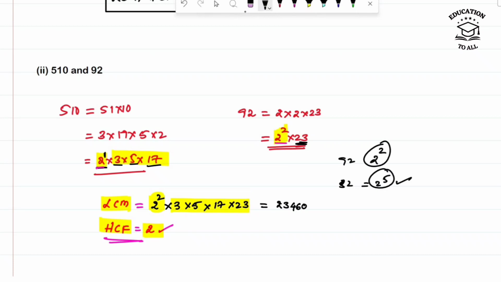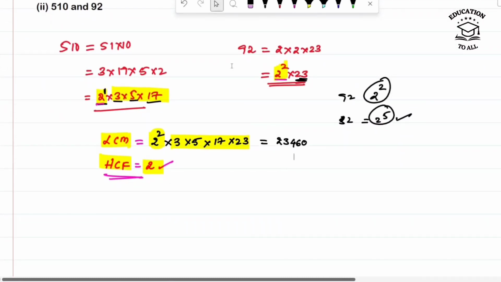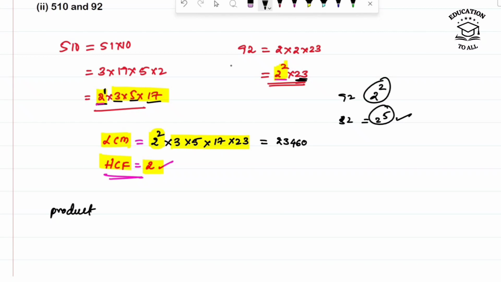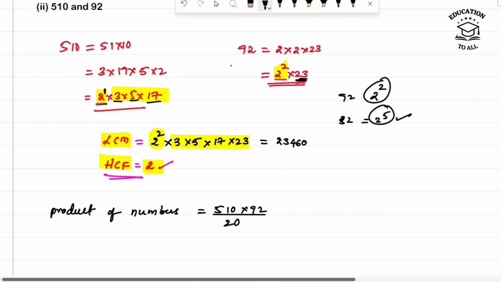Now we'll try to find the product of the numbers as well as LCM into HCF. First I'll find the product of the numbers, which is 510 into 92. 2 into 0 is 0, 2 into 1 is 2, 2 into 5 is 10, and 9 into 0 is 0, 9 ones are 9, 9 fives are 45. So add vertically all these together, it is 0, 2, 9, 6, 4. So 46,920 will be the product of these both numbers.